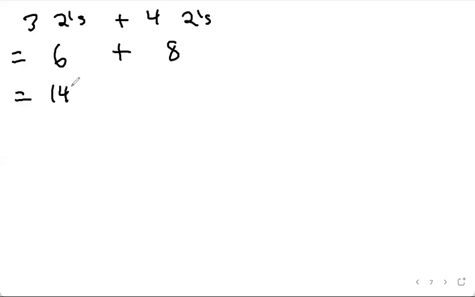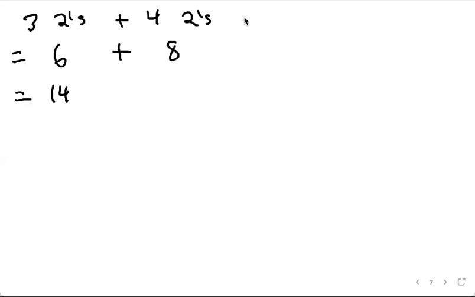Here's the second explanation. Let's say I have 3 2's and 4 more, and I want to add these. What's the final answer here? Well, okay, so 3 2's is 6, because you can think of it like 3 times 2, right? And then 4 2's would be 8, okay? And 6 plus 8 is 14. So the final answer is 14.